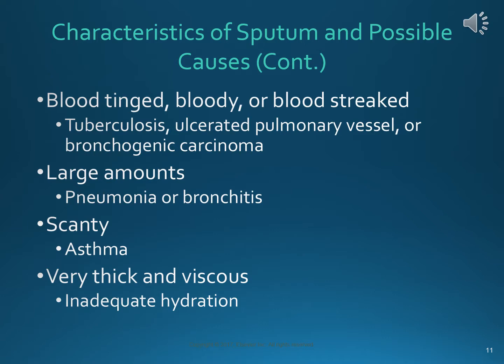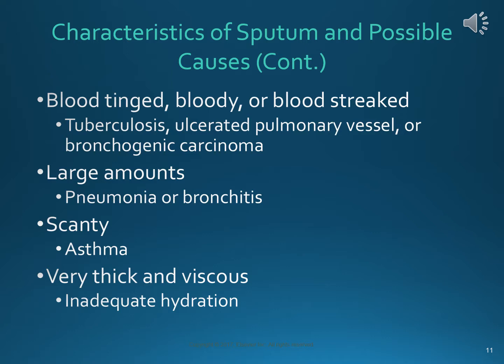More information about sputum here. Any kind of blood-tinged, bloody, or blood-streaked sputum, you can think TB, you could think an ulcerated pulmonary vessel, or even some sort of cancer. If you have really large amounts of sputum, often it'll be an infection like pneumonia or bronchitis.